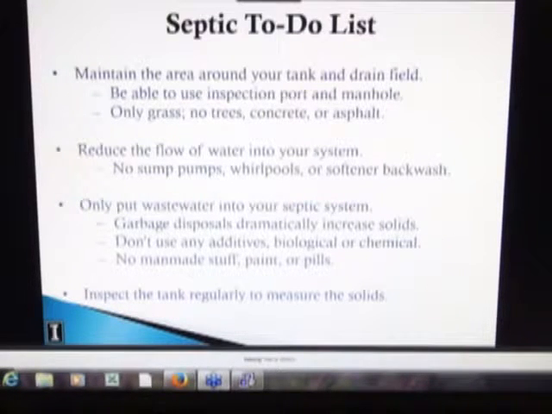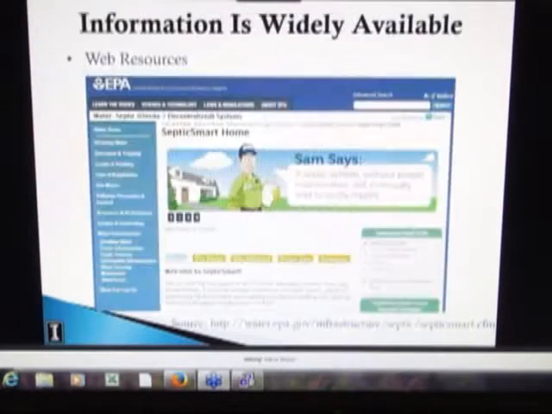Paint, pills. You put antibiotics down, a leftover antibiotic, dump them down the toilet because you're not sure what to do with them. You're killing bacteria, which is what their job is, and you're putting it in your septic tank. So you need to be careful with what you put in your system so that it can function normally. And inspecting your tank regularly and making sure you measure the solids so you know when it needs to be pumped so it can work effectively is probably the most critical thing you can do to maintain your system.